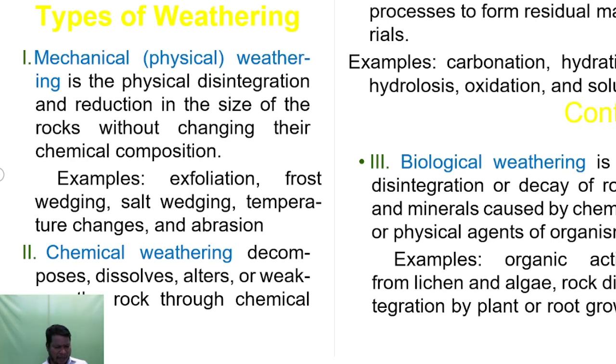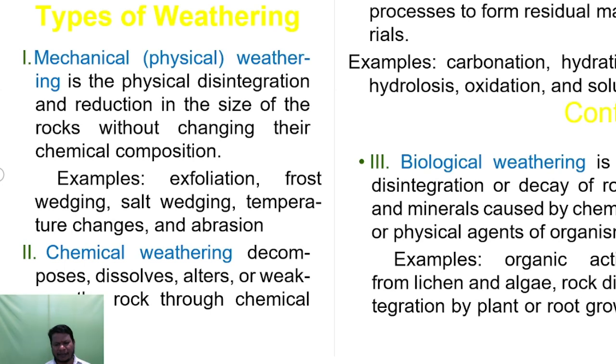Then chemical weathering decomposes, dissolves, or weakens the rock through chemical processes, forming residual material. Examples: carbonation, hydration, hydrolysis, oxidation, and solution. These are the chemical weathering. What is the next one?